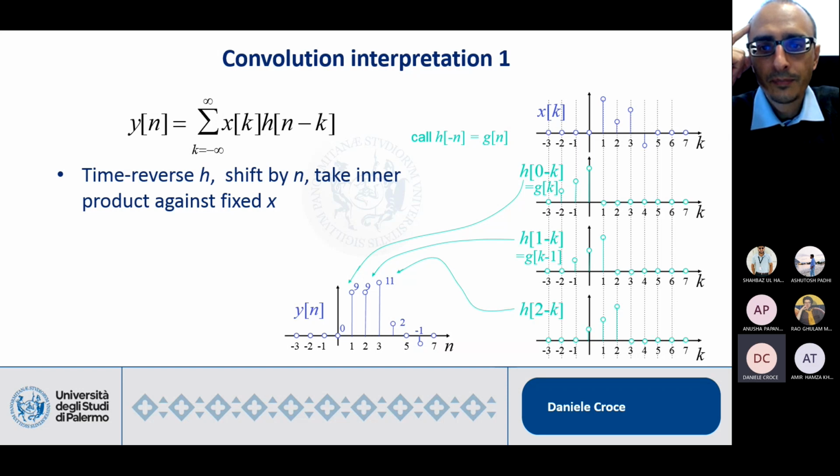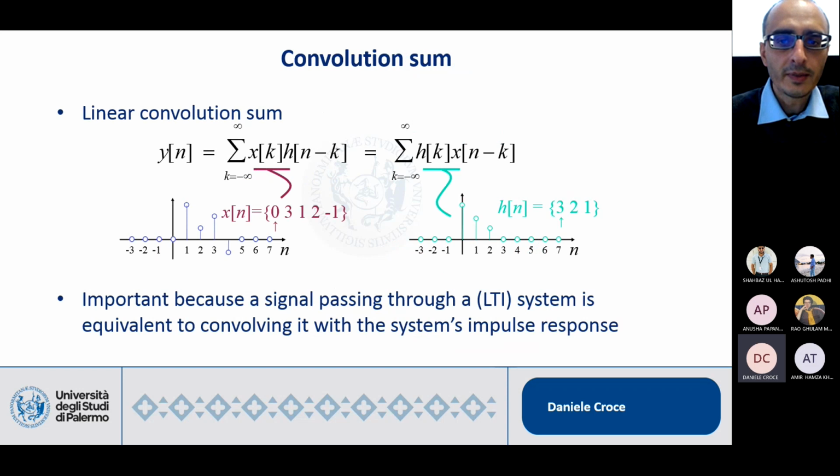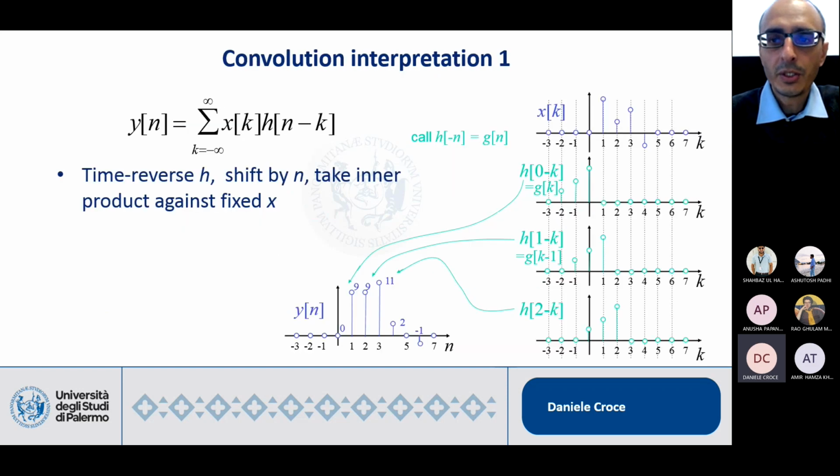The second element is x of 1 times h of 1 minus k. Okay, so you shift h by 1 to the right, and what you obtain, x of 1 is 3, h of 0 is 3, so you shift by 1, and you have 3 times 3, so you have the first element, y of n is equal to 9.